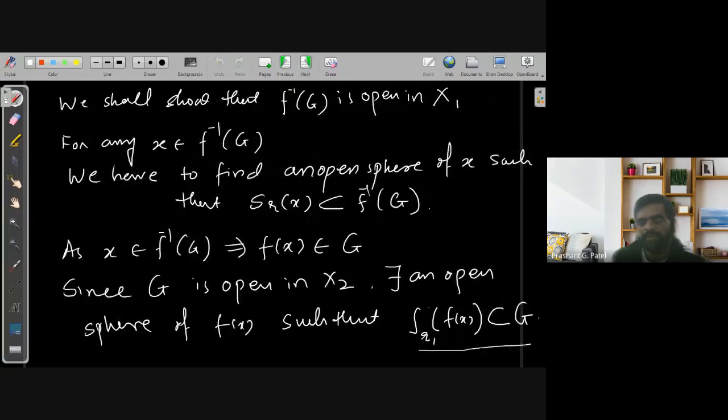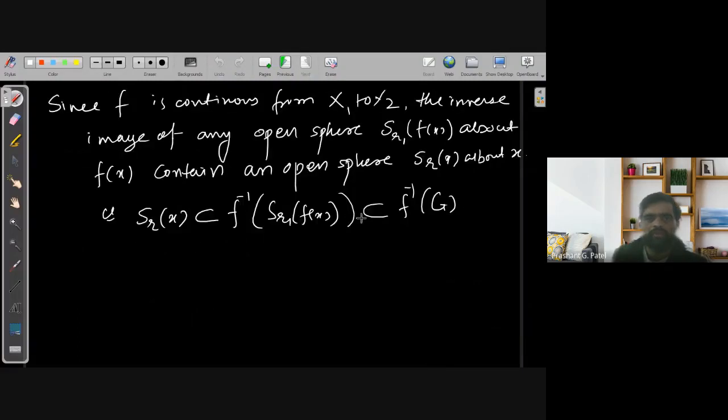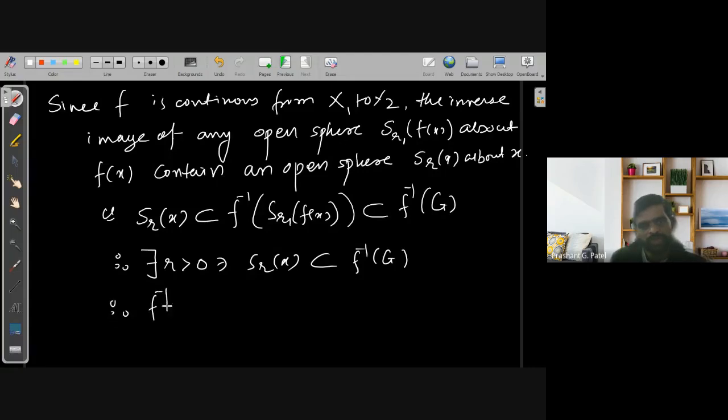If I apply f inverse here, f inverse of this quantity will be a subset of f inverse of this set. Therefore there exists R greater than 0 such that S_R of x is a subset of f inverse of G. So f inverse of G is open in X1, which proves that if f is continuous, then the inverse image of an open set is open.